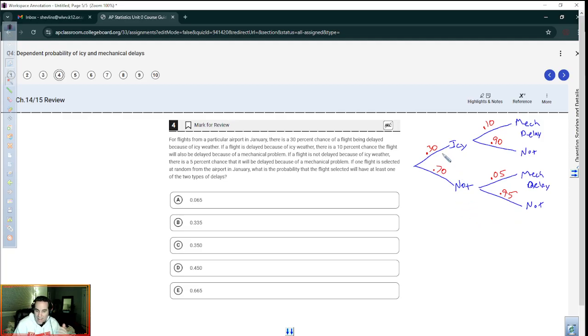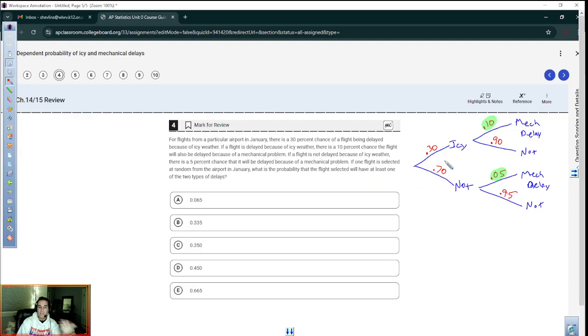Now, if they ever ask you if mechanical delays and ice delays are dependent or independent, you don't have to calculate anything on this one. You just have to look at these two numbers. This is the number that you will mechanical delay given you're in icy weather. This is the number you have a mechanical delay given you're not in icy weather. Are they the same? If they're the same, it doesn't matter if you have icy weather. That would be independence. If these two are different, then it does matter whether you have icy weather or not, so that would be dependent. That's how you can see it on a tree.